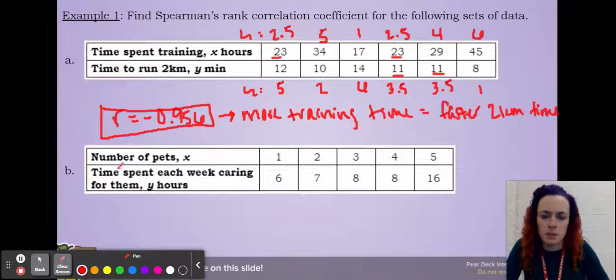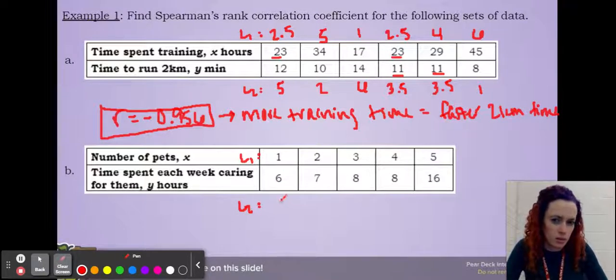All right, and for letter B, same kind of idea. We have the number of pets. Luckily, it's not only in increasing order, but it starts at 1 and goes through 5, so we're good there. For the time spent each week caring for them, it's in order, but we still have to rank them. This is already set up for my L1, but for my L2, I can go mostly in order, 1, 2, but I can't just say 3, 4 because these are both 8s. So they're both going to get a 3.5. And then I have my last ranking of 5.